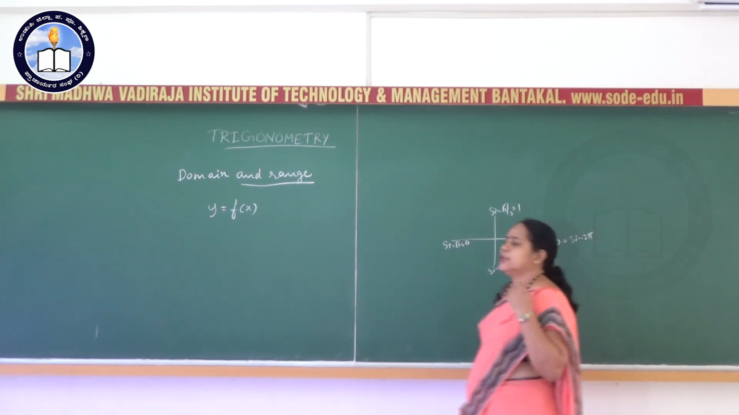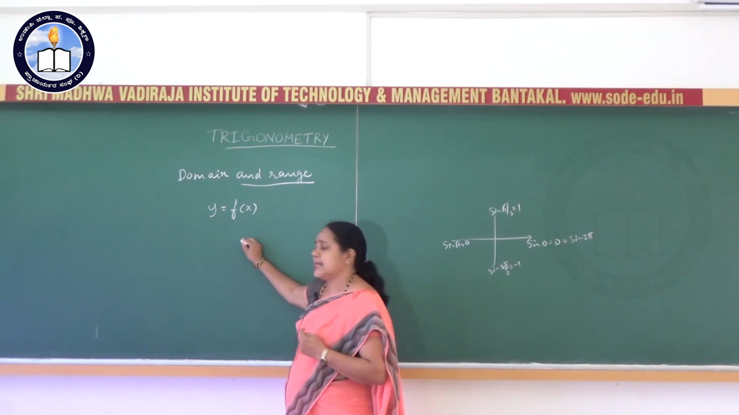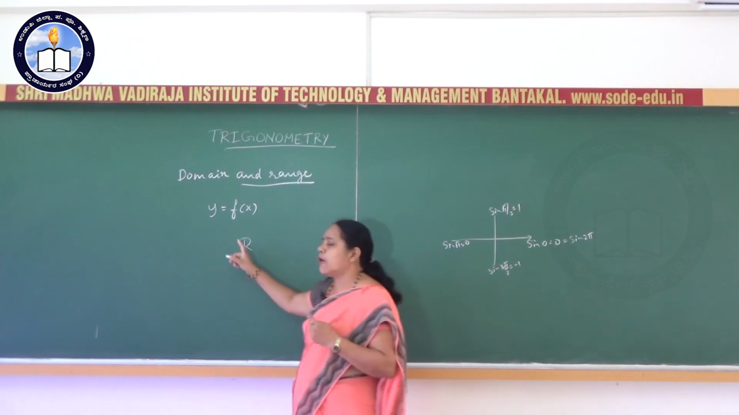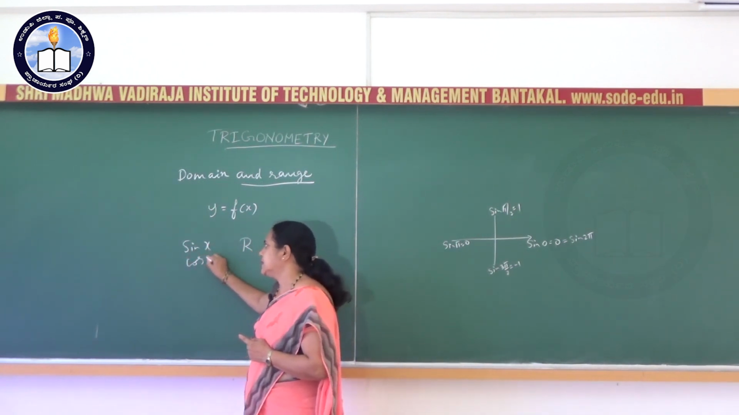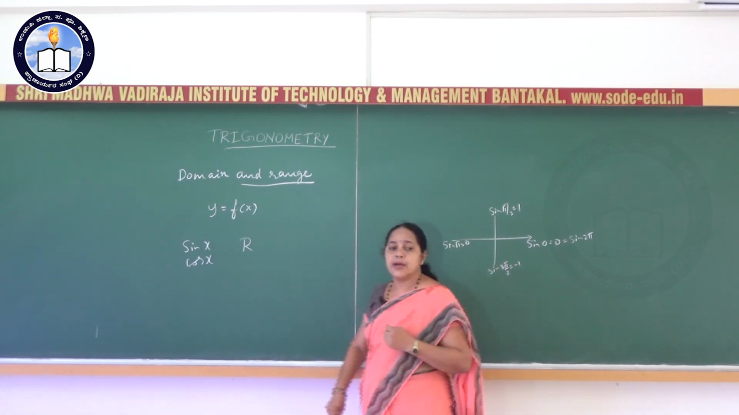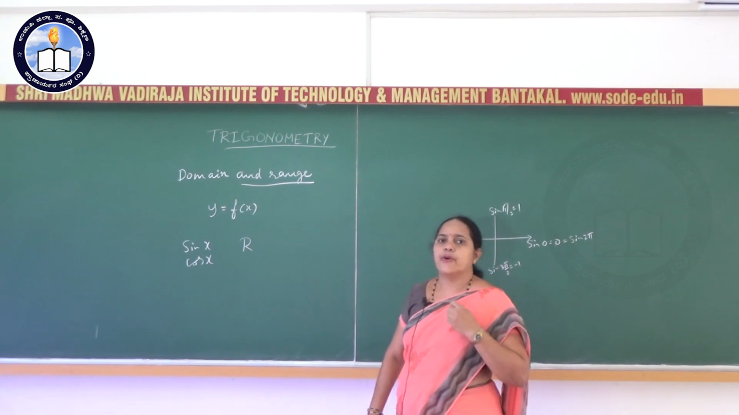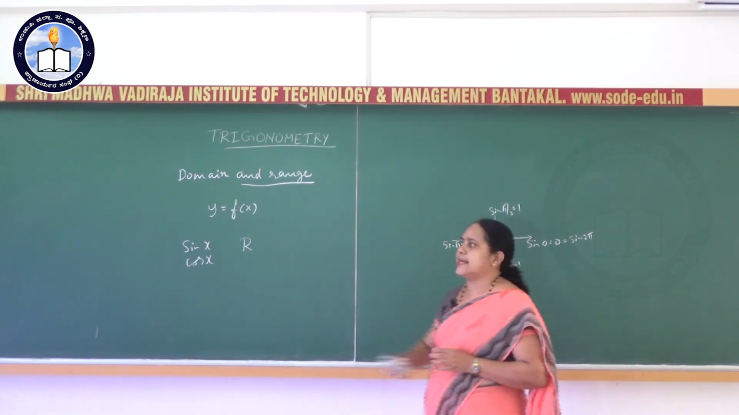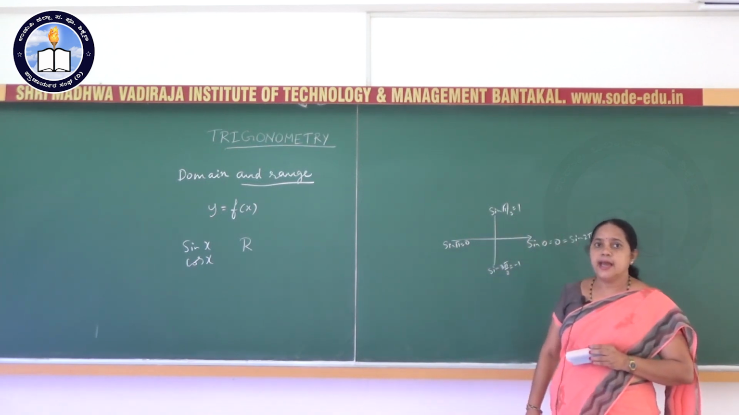So the domain of sine x as well as cos x is the set of all real numbers, because sine x and cos x are defined for all real numbers. Okay. So the domain of sine x and cos x is R, the set of all real numbers.